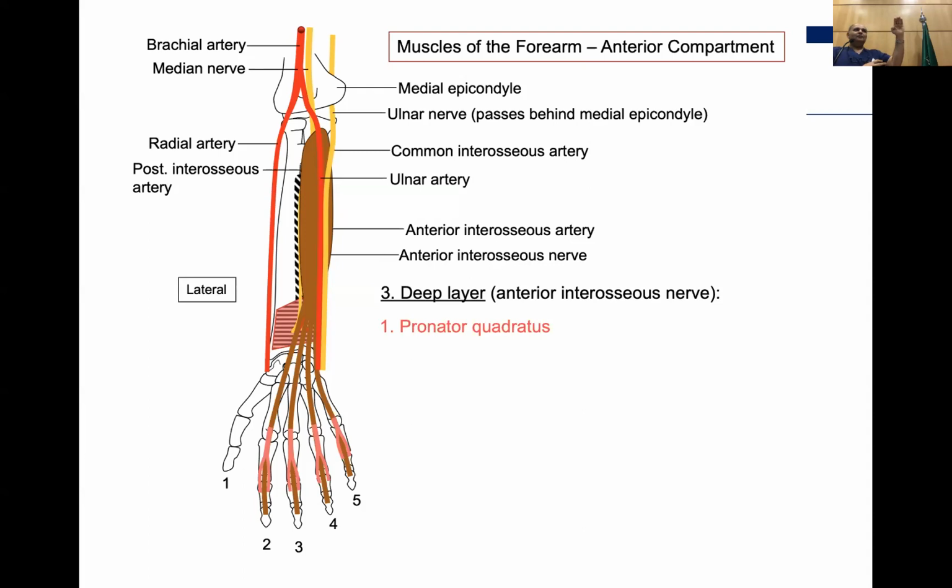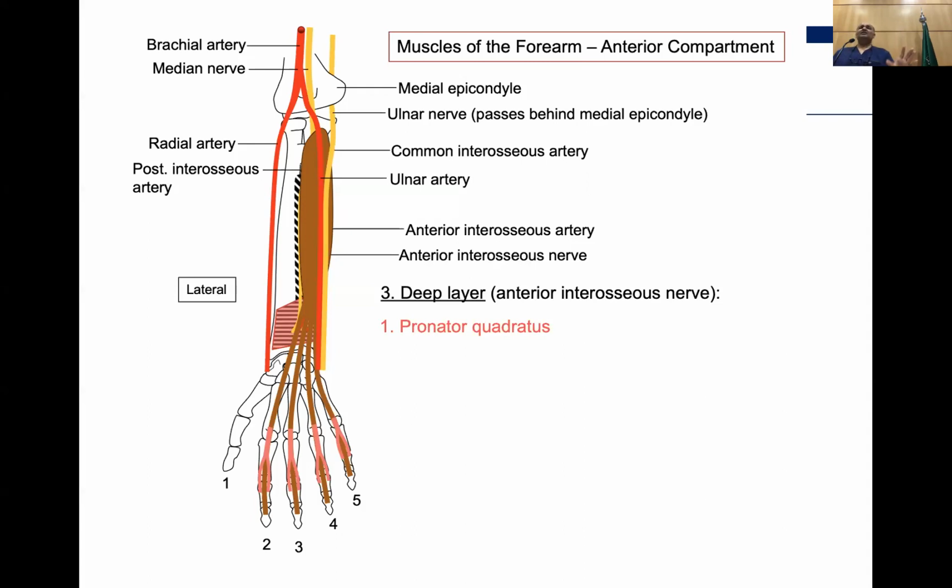So flexor digitorum superficialis. There are others, the ulnaris and radialis. Superficialis, profundus. So you can check each and every muscle by just using your hand. You don't need any rocket science. Are we clear about it?